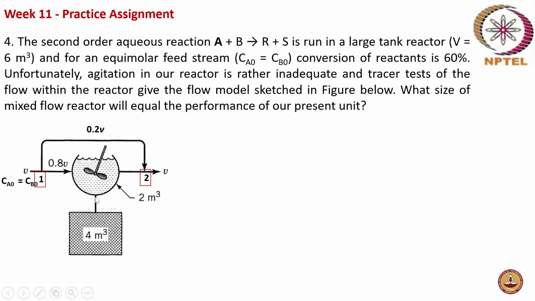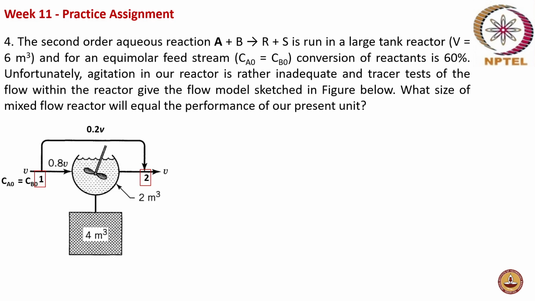Now we have to find out the volume of a mixed flow reactor which gives equal performance to our present unit. That means we have to find out what the volume of a mixed flow reactor or a CSTR will be that gives the same conversion as the given reactor. So what is the conversion of this reactor? It is 60%. That means X is 0.6. So we have to find out what volume of an MFR is required for this 60% conversion. Okay, MFR in the sense of the ideal CSTR.